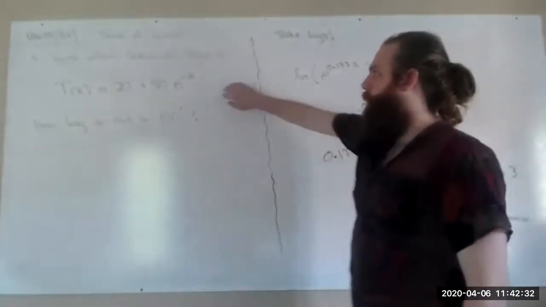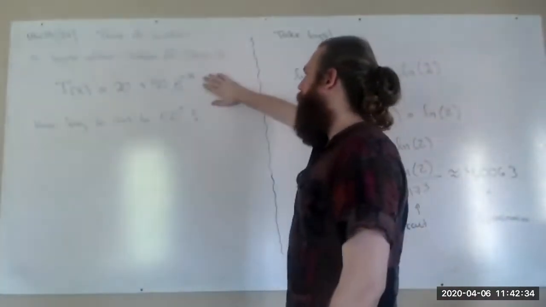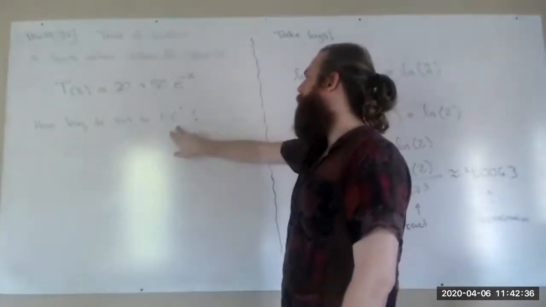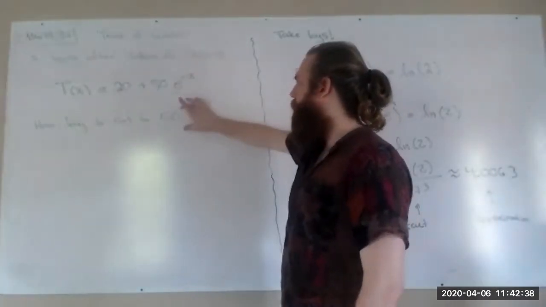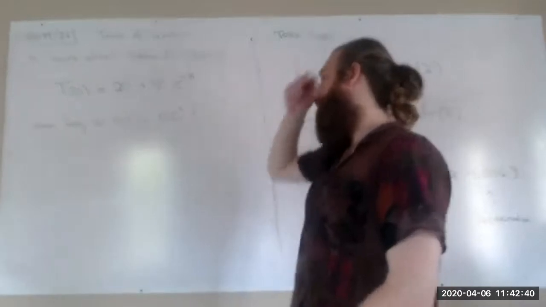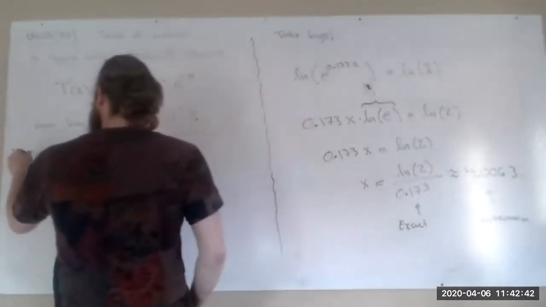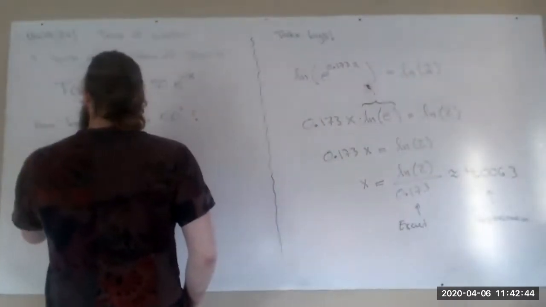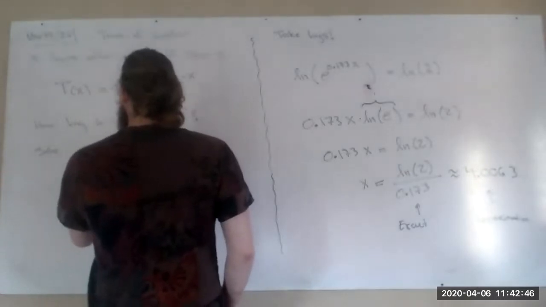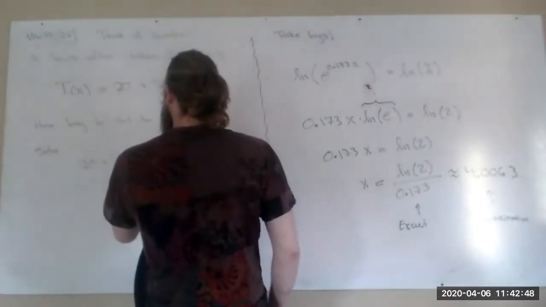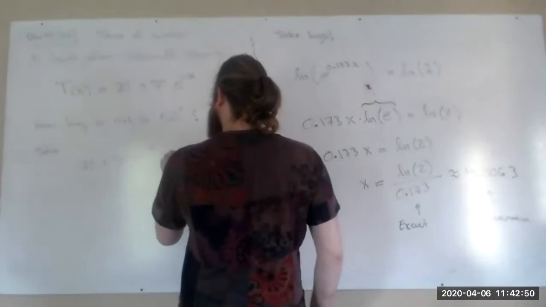So if this is the temperature after x hours, and I want to know how long it will take to cool to 50 degrees, I need to set this equal to 50 and solve for x. So I need to solve 20 plus 80 e to the negative x equals 50.